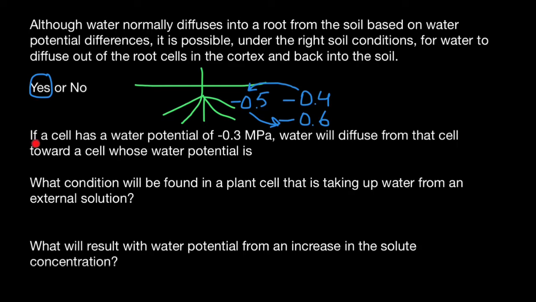And second question, if a cell has a water potential of minus 0.3 megapascals, water will diffuse from that cell towards the cell whose water potential is lower than minus 0.3, so it has to be, for example, minus 0.4 megapascals.